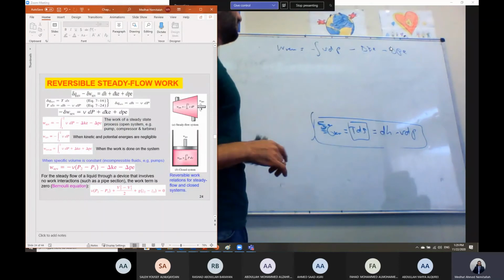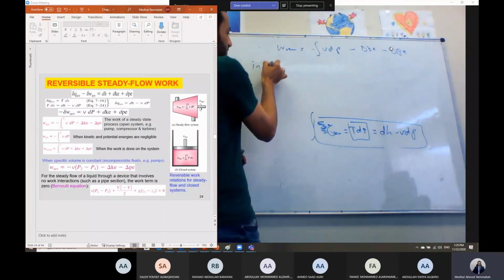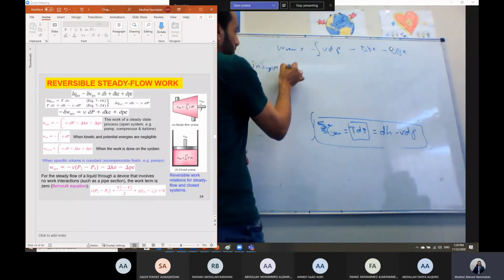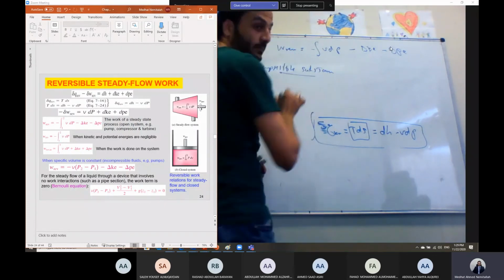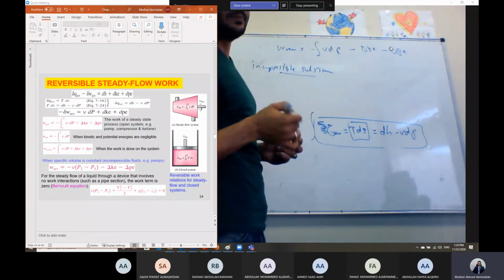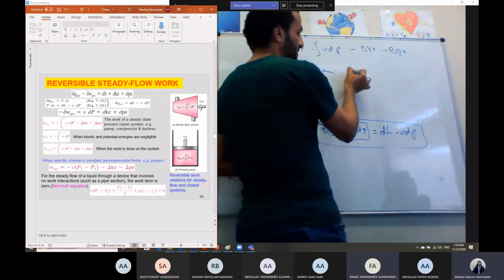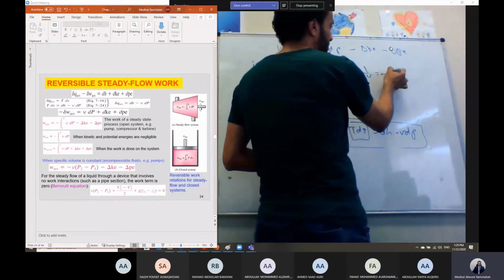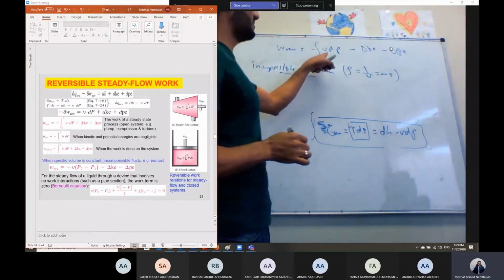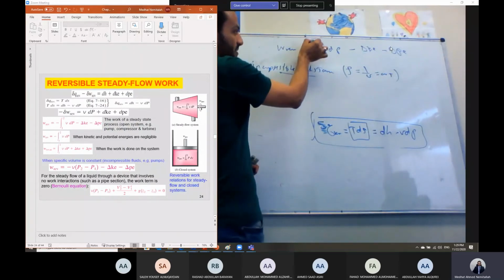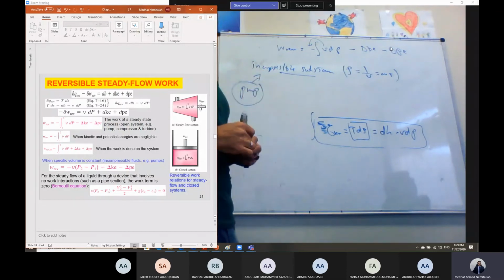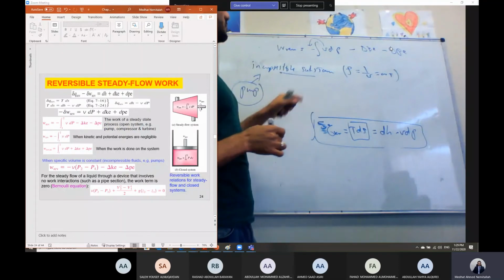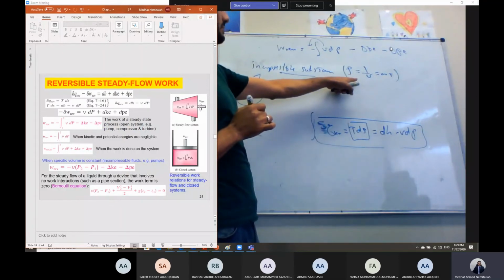Okay. But if we have an incompressible substance, what does it mean, incompressible, Shabab? Incompressible means density is constant, which is 1 over the specific volume. So the specific volume is constant, like the case of what, Shabab? If we have a pump pumping liquid water in most of the cases. Liquid water is an incompressible substance, so volume is constant.